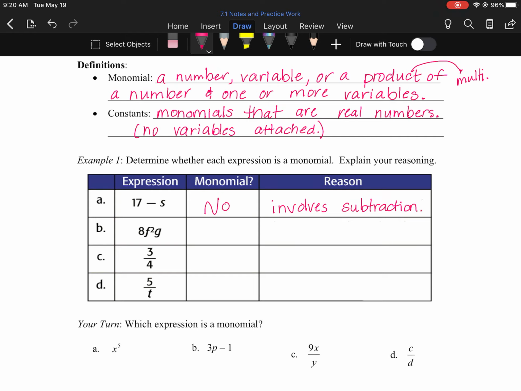All right, the second one, part B, it says 8f squared g. So this has numbers and letters all being multiplied together, so we are going to say, yes, it fits that definition. And our reason, it's the product of numbers and variables.